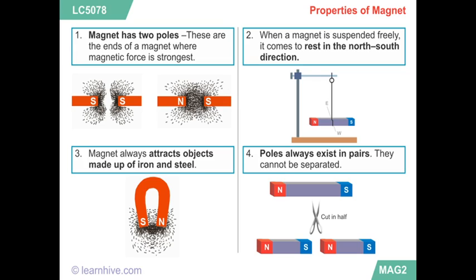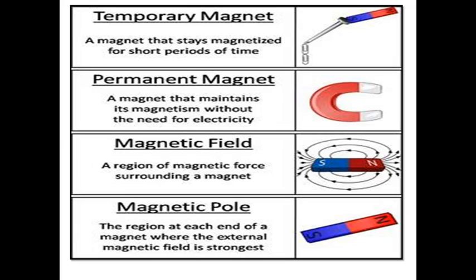And the fourth property we have learned is that poles always exist in pairs. This means if we cut that magnet, still we cannot separate out the poles of that magnet. Understood? So a magnet always exists with poles; poles always exist in pairs. Understood all the properties of magnets?